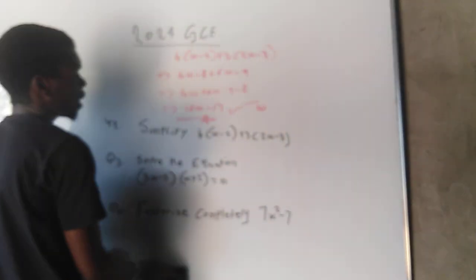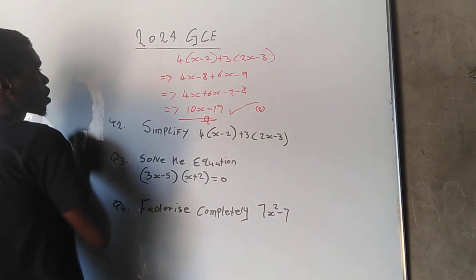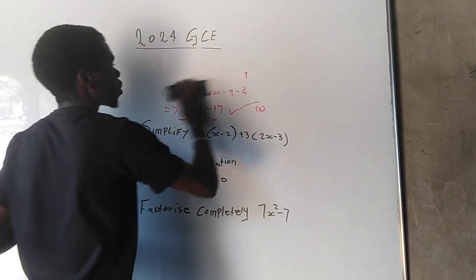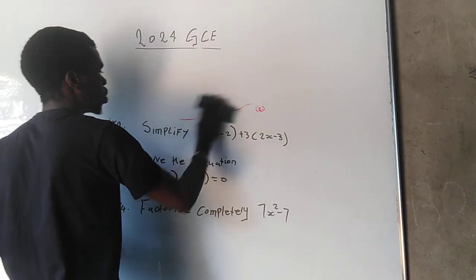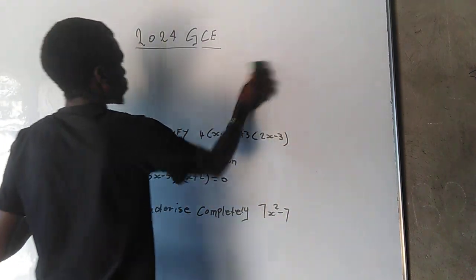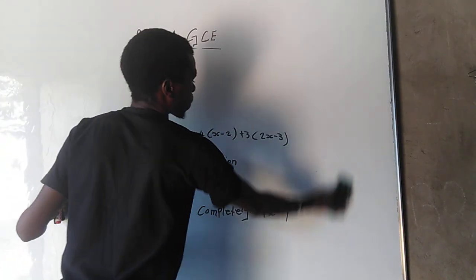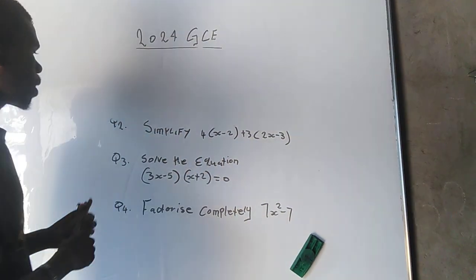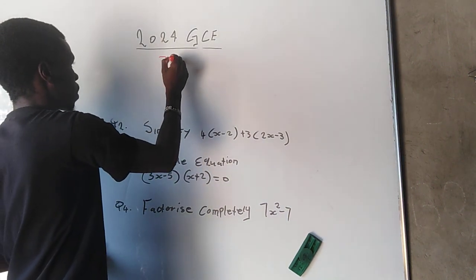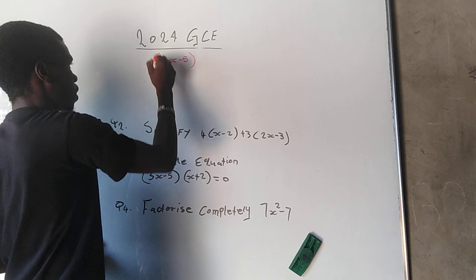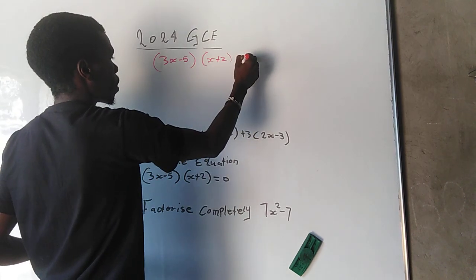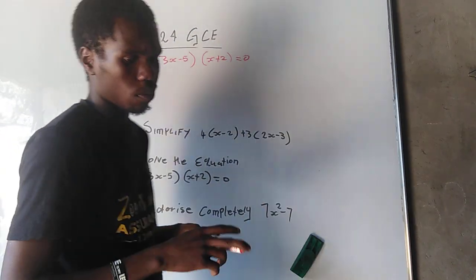Okay, let's try and look at the third question. So these are solutions to the 2024 GCE Mathematics Paper 1, the paper that was recently written. Solve the equation 3x minus 5 and also x plus 2. So this one has already been broken down for you.